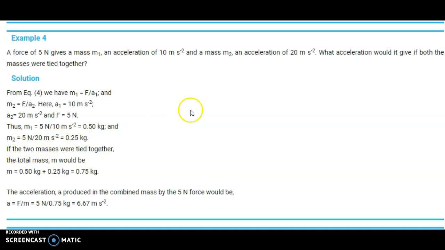Now we have to find the acceleration a if both masses are tied together. So first we have to add m1 and m2. That is 0.5 plus 0.25, it will become 0.75. Now force is given, that is F equal to 5, and we have to find a. So a is equal to F upon m. That is 5 upon 0.75 kg, which is equal to 6.67 meter per second square. So this will be the answer: the acceleration if both masses are tied together is 6.67 meter per second square.